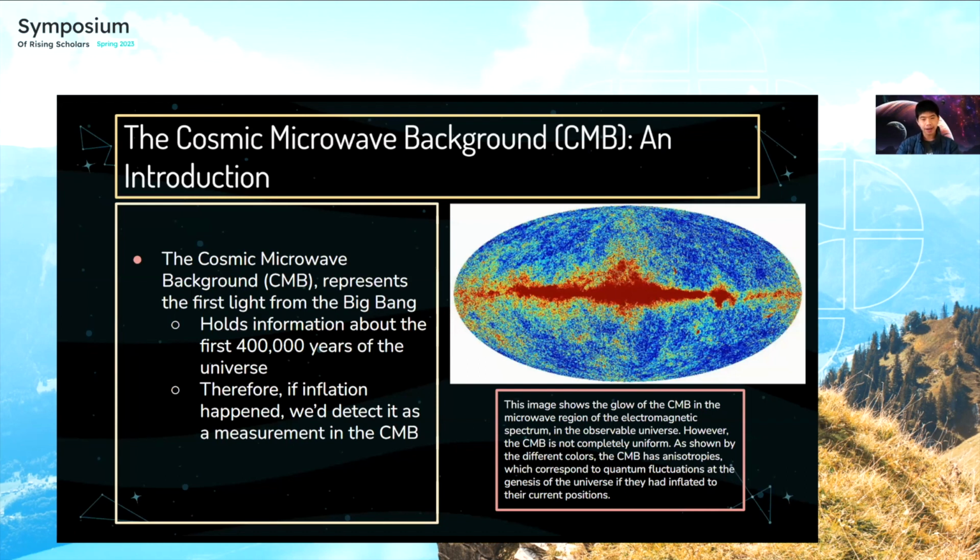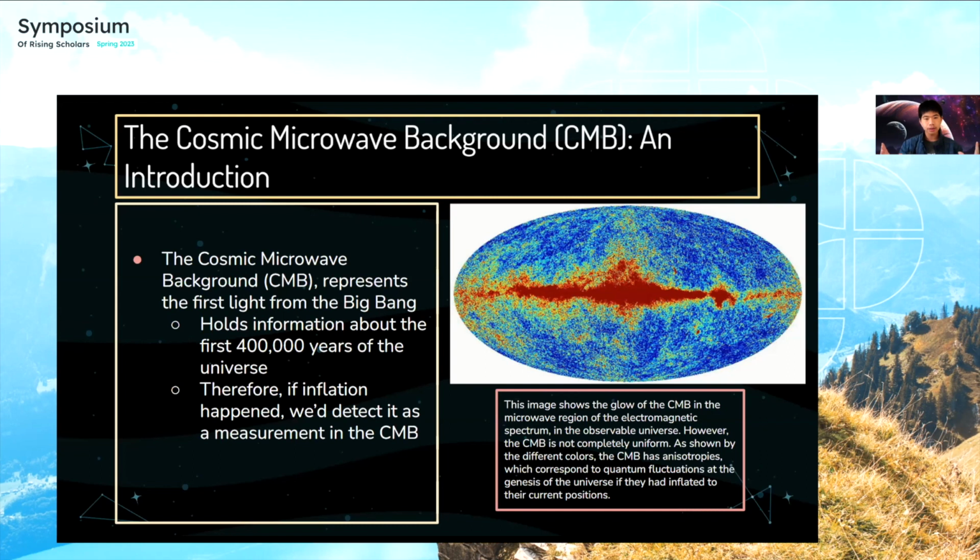For you guys to get a more tangible sense of what the cosmic microwave background is, here is a picture of it, in fact, in the electromagnetic spectrum in the microwave region. Now, as you can see, there are some blue spots and there are some red spots, and these correspond to the different polarization patterns, or in simpler terms, the different orientations of these photons. And fun fact, the orientation of these photons and this pattern correspond to quantum fluctuations in the genesis of the universe before inflation happened.